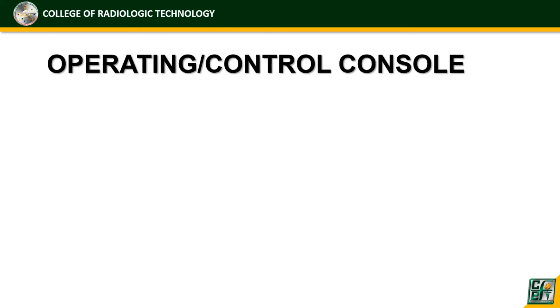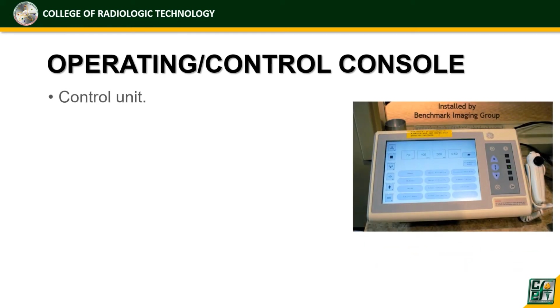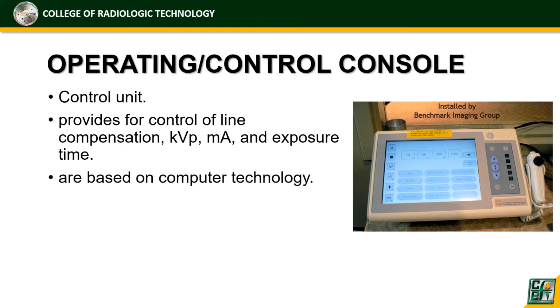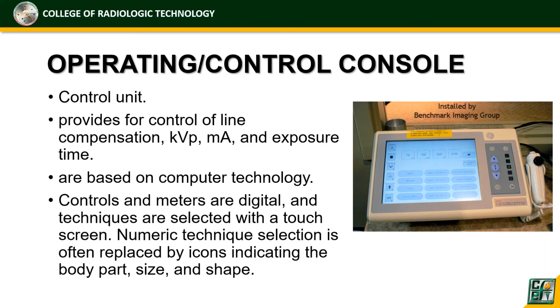The operating or control console. It is the control unit. It provides control of the line compensation, kilovoltage peak, milliampere, and exposure time. It is also based on computer technology. Controls and meters are digital and techniques are selected with a touch screen. Numeric technique selection is often replaced by icons indicating the body part size and shape.